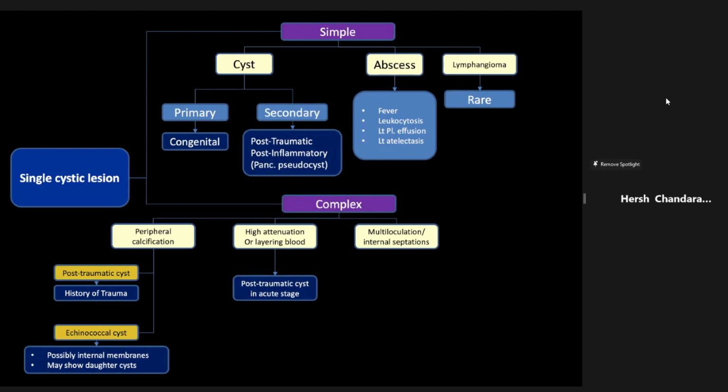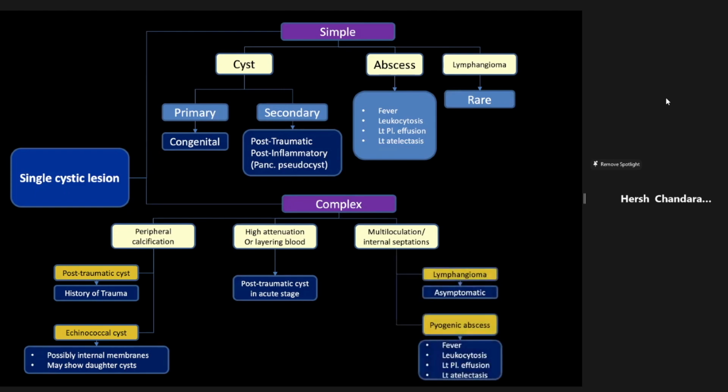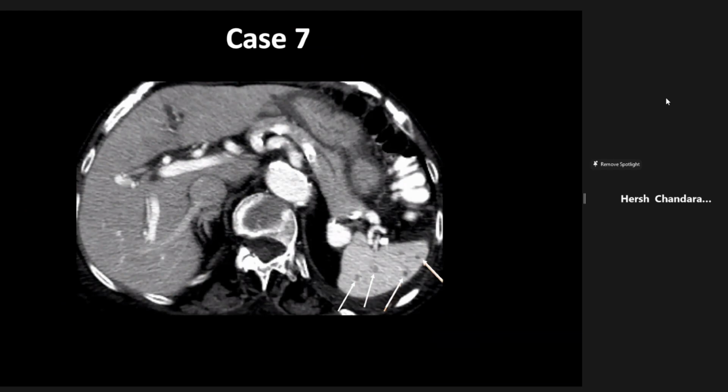And as I said, when it's long standing, it leads to peripheral dense calcification. Then lymphangioma can look complex by having lobulation and thin septations within it. And also pyogenic abscess can look complex, because it may also have some sort of septations and edema and peripheral enhancement.